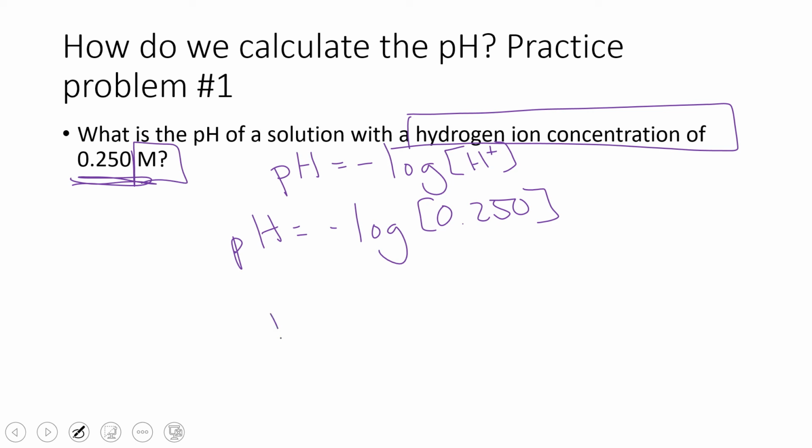So if I plug this into my calculator, my computer calculator or phone calculator, making sure I put this in the right order, I should get 0.60 as my pH. And there are no units on pH. So y'all are lucky. You're not going to lose any points for forgetting your units because there are none. So that's our first example.